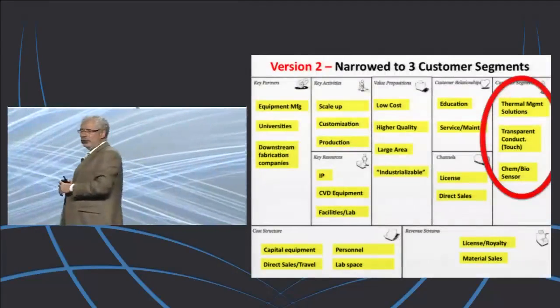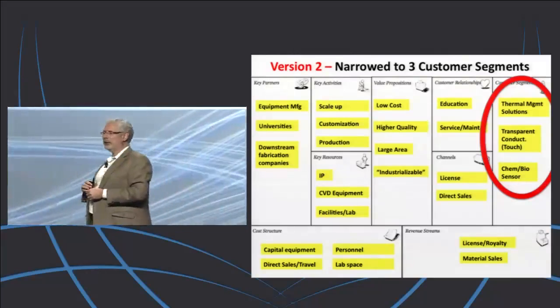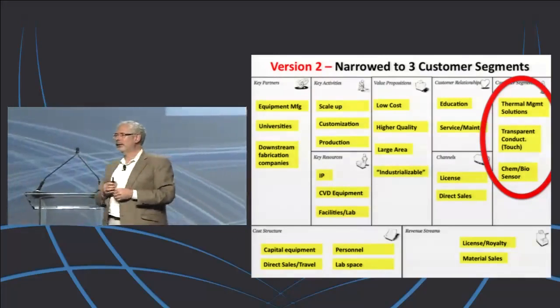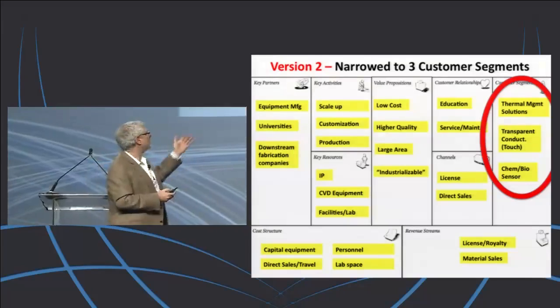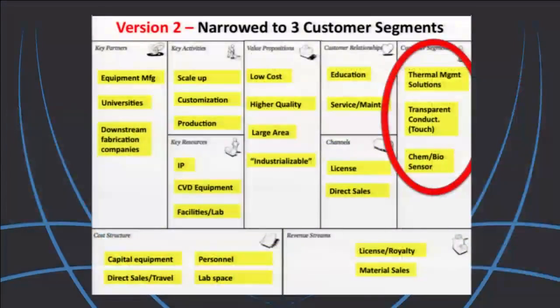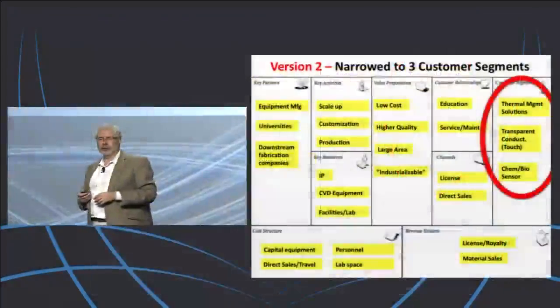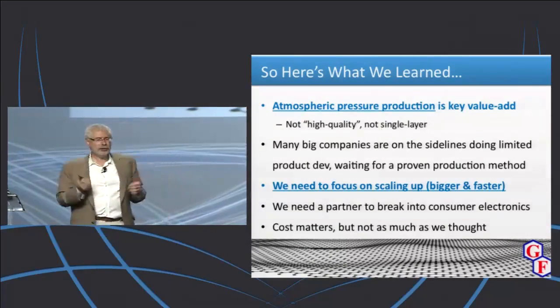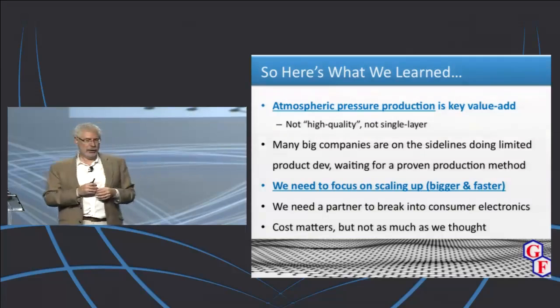So they did version 2. They said, yeah, you know, we had too many customer segments, and some of the ones we talked to, when we actually said, would you buy anything, kind of went away. So we've narrowed this down to thermal management solutions, transparent conductors for touchscreens, and chem biosensors. And by the way, our 8 revenue streams, we're either going to do license and royalty or maybe some material sales. So what they learned is their production process really is a key value add.